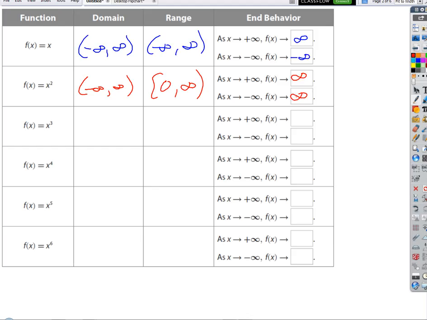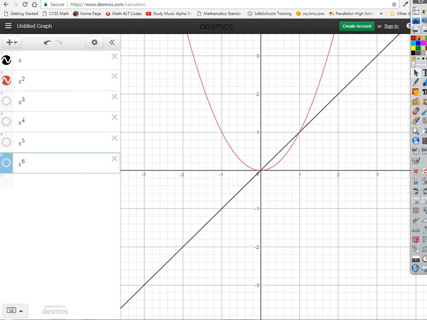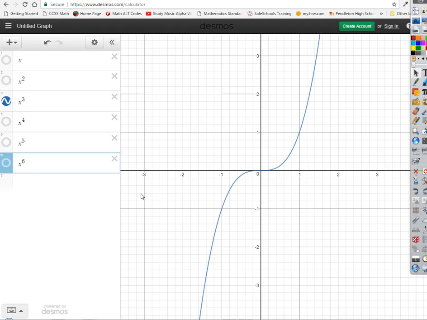Okay, x cubed. Let's look at x cubed. I'll turn these off for a second. So x cubed, all right. What's the domain going to be? What do you think, Bailey? Domain. Negative infinity to positive infinity. No restrictions, right? Okay. What about the range? What do you think? Negative infinity to positive infinity. No limits vertically either, right?